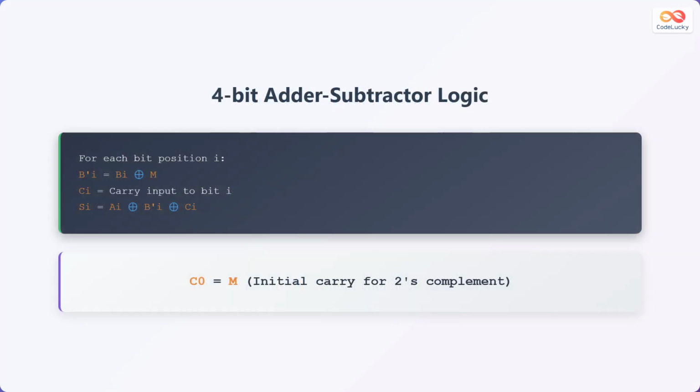Here is the logic for a 4-bit adder-subtractor. For each bit position i, B prime i, which is the modified bit of B, is equal to Bi XOR M, where M is the control signal. Ci is the carry input to bit i. Si, which is the sum, is equal to Ai XOR B prime i XOR Ci. The initial carry C0 is equal to M, which is the initial carry for 2's complement.